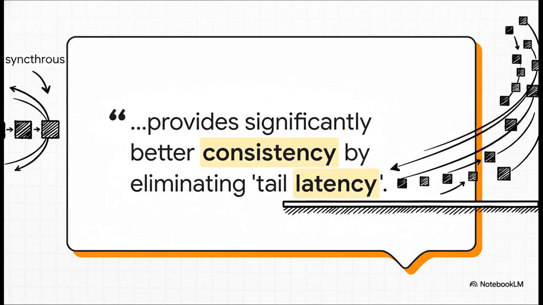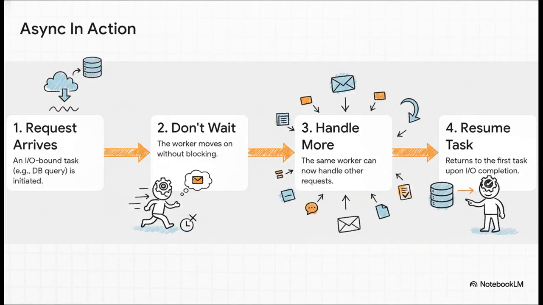But raw speed isn't the whole story, especially when your API gets really busy. Now here's something interesting about async support. A single request might not always be faster, but its real superpower is consistency. It gets rid of those random, super slow requests, what we call tail latency, that can clog up the whole system for everyone else. And here's how that magic works.